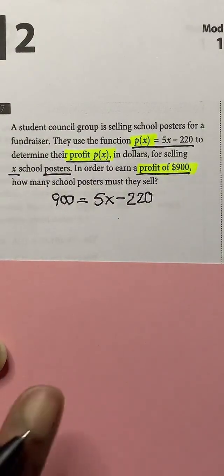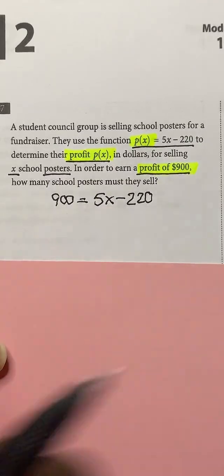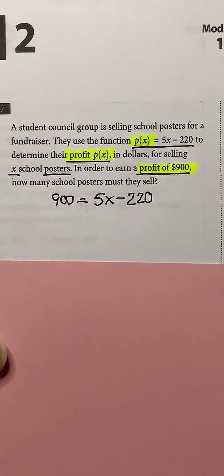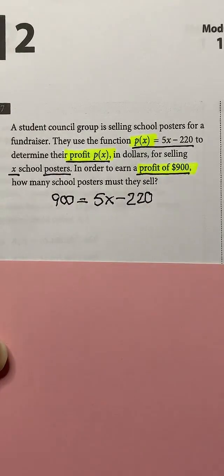We want to solve this bad boy for x. We want to isolate our variable. Think of x as ourself. Think of the 5 as your significant other. Think of the negative 220 as that person in the club that wants to interrupt your good night, right? How do you do it?